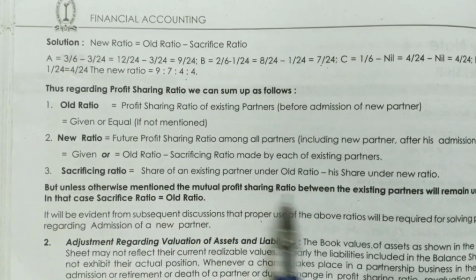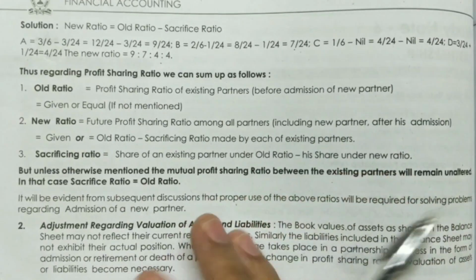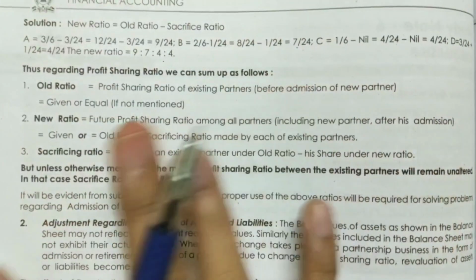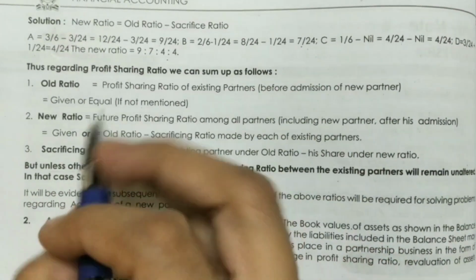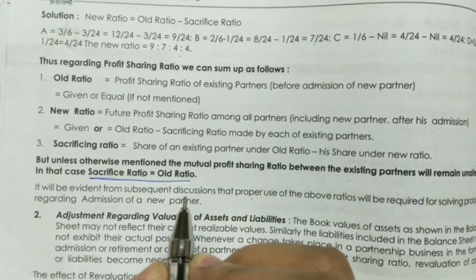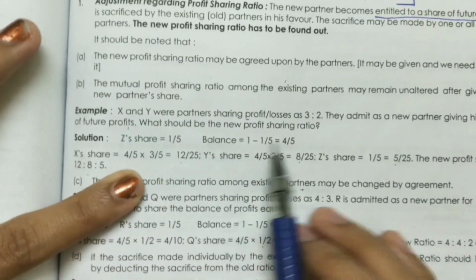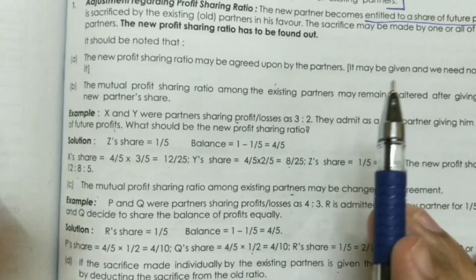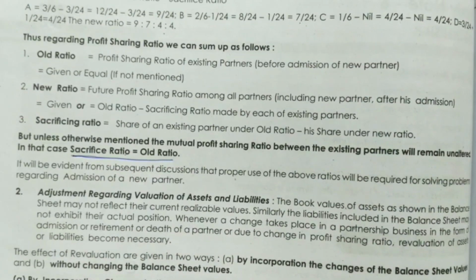Let's see that. Unless otherwise mentioned, the mutual profit sharing ratio between the existing partners will remain unaltered. In that case, the sacrifice ratio is equal to the old ratio. What does this mean? I hope you all remember the second point which we discussed about the calculation of the new profit sharing ratio with the example question. That is, the case where the mutual profit sharing ratio among the existing partners remains unchanged. In such cases, the sacrificing ratio will be equal to the old ratio.